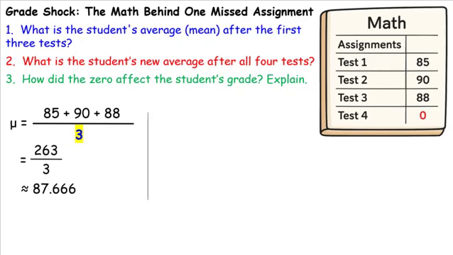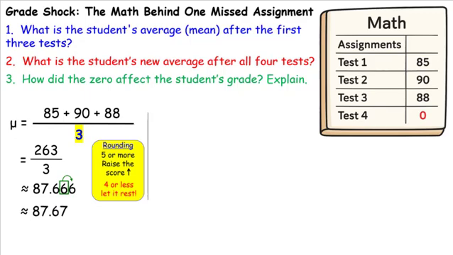87.666666 repeated. We're going to round this off to the nearest hundredths place. We're going to look to the right, and we're going to say the same: 5 or more raise the score, 4 or less let it rest. Since that 6 is 5 or more, the 6 in the box will become 7, making 87.67, which is a B+.